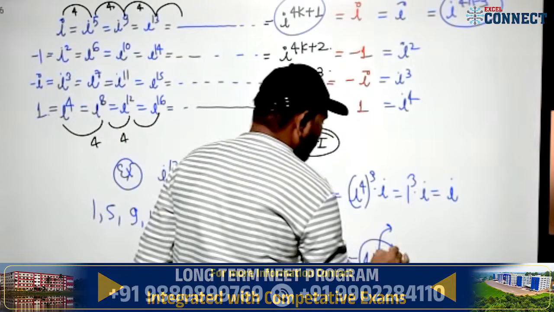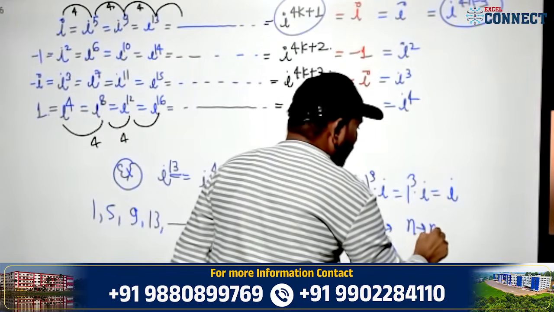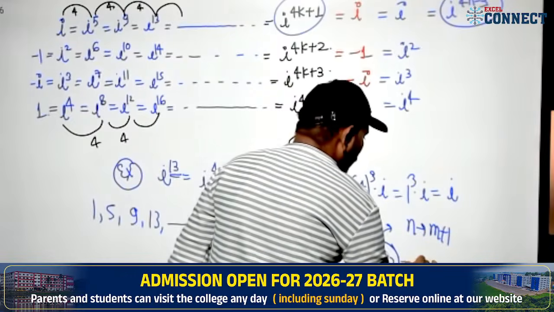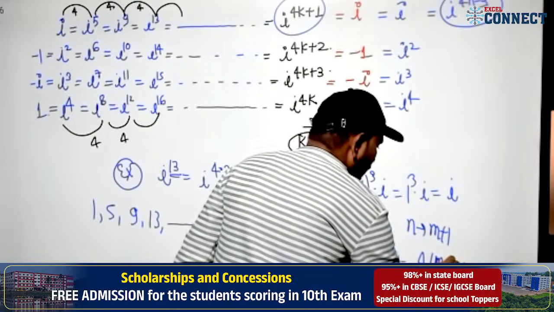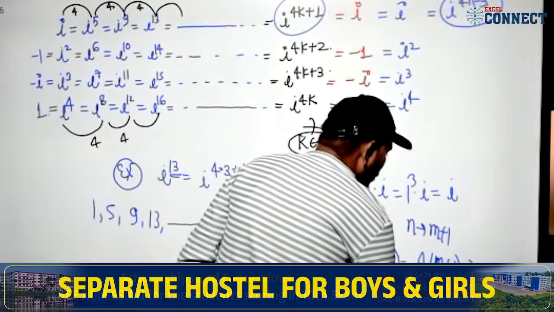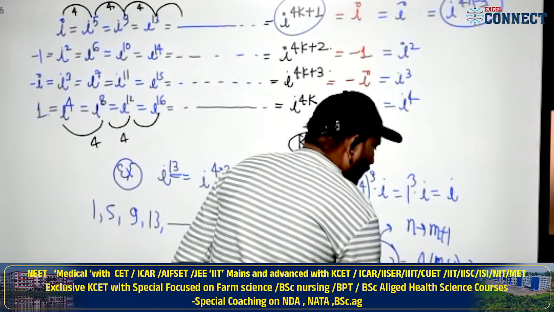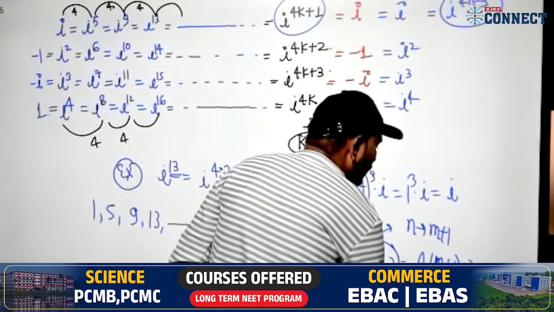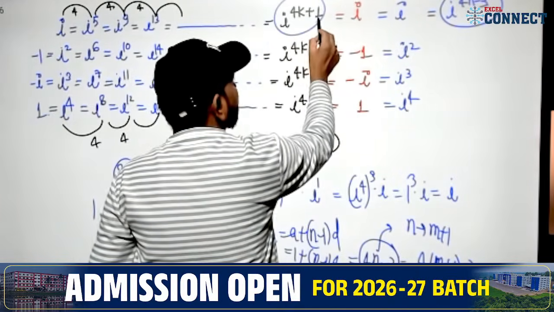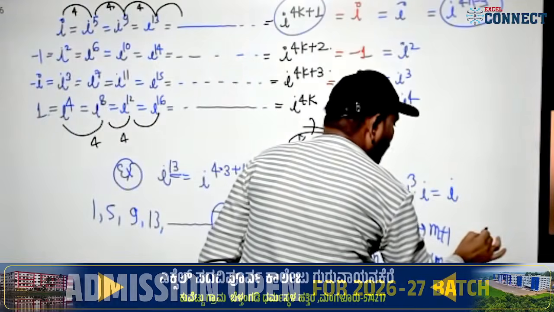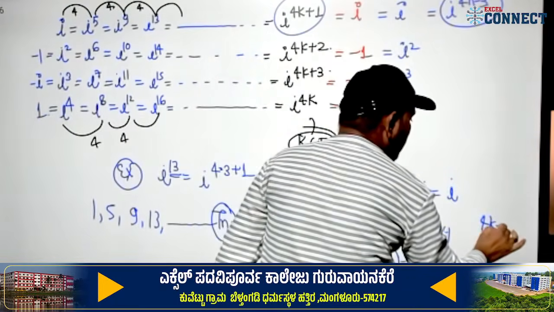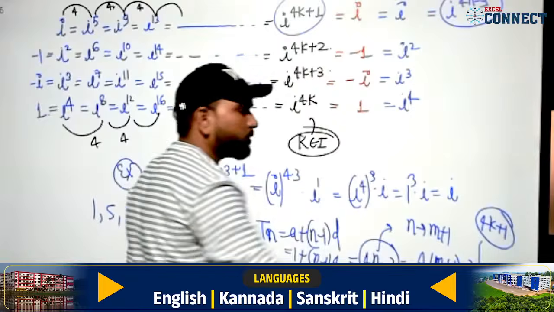If I replace it here with, let's suppose, m plus 1, then it is coming the same: 4 into m plus 1 minus 3. That is 4m plus 4 minus 3, which is 4m plus 1. See, the same format is coming. In place of m I can write k, so 4k plus 1. So the same format will come, no issue.